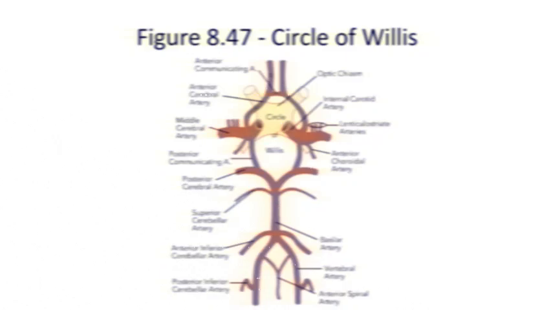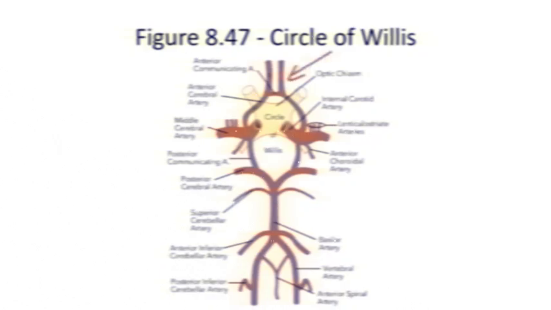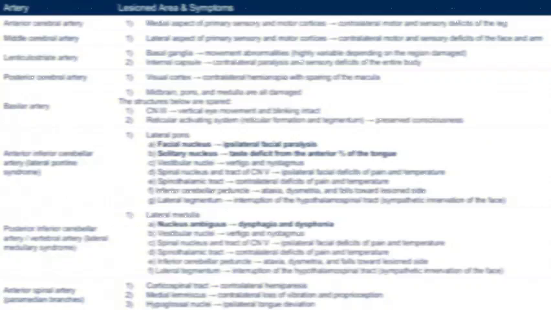So again, the left ACA must be occluded, which is right here. From table 8.4, we can see that an occlusion of the anterior cerebral artery results in damage to the medial aspect of the primary sensory and motor cortices. This results in contralateral motor and sensory deficits of the leg.